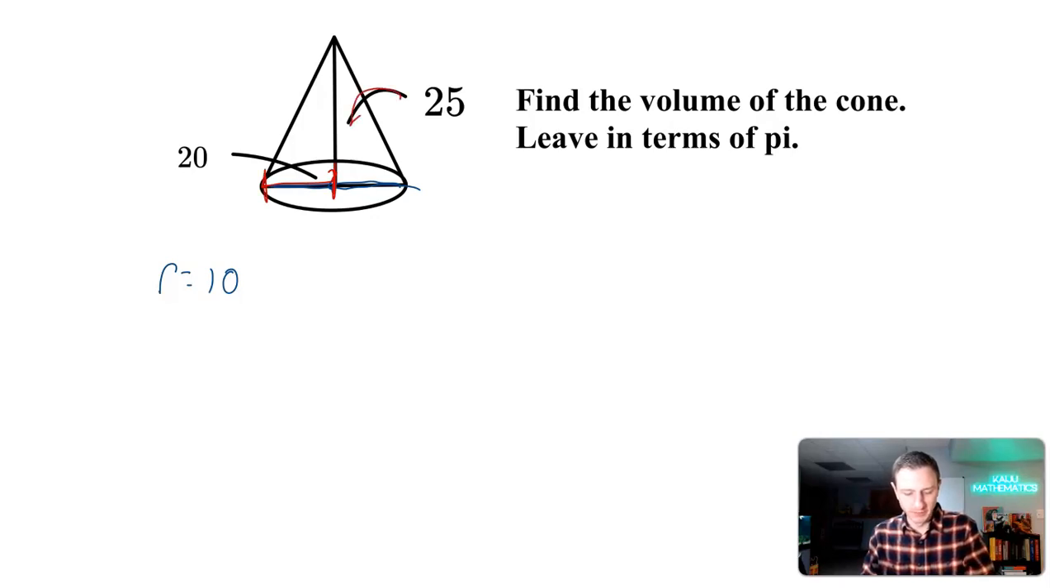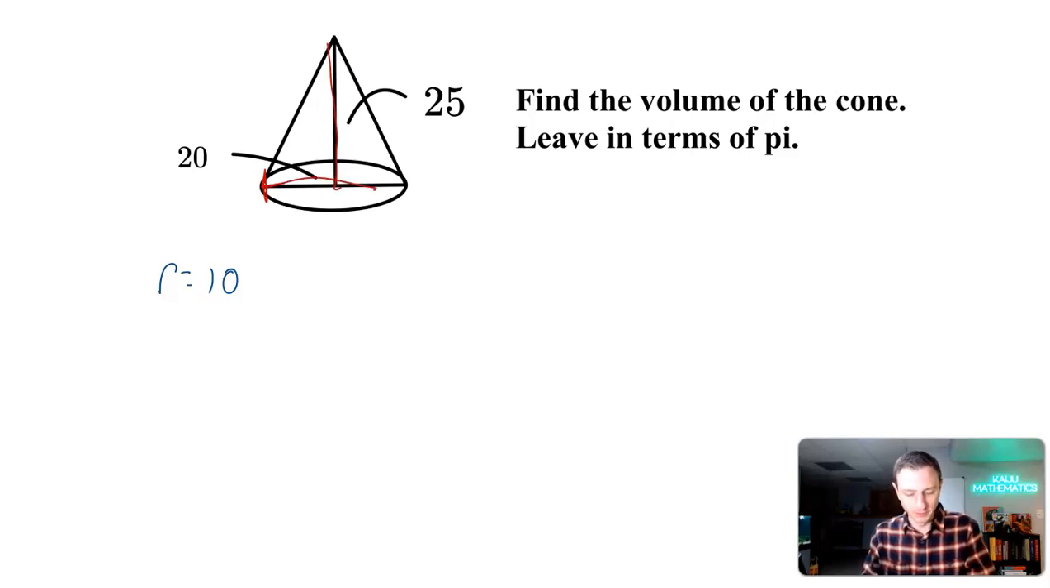And then we're given this information right here. That is the height of the cone. Don't confuse that with the slant height. The slant height is this. That's used for surface area of the cone, but we're looking for the volume of the cone here, so we need to know the height of the cone.